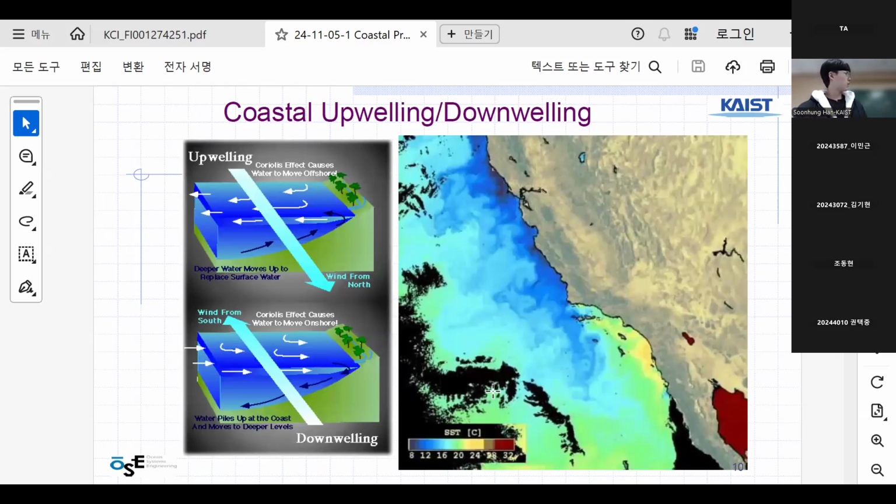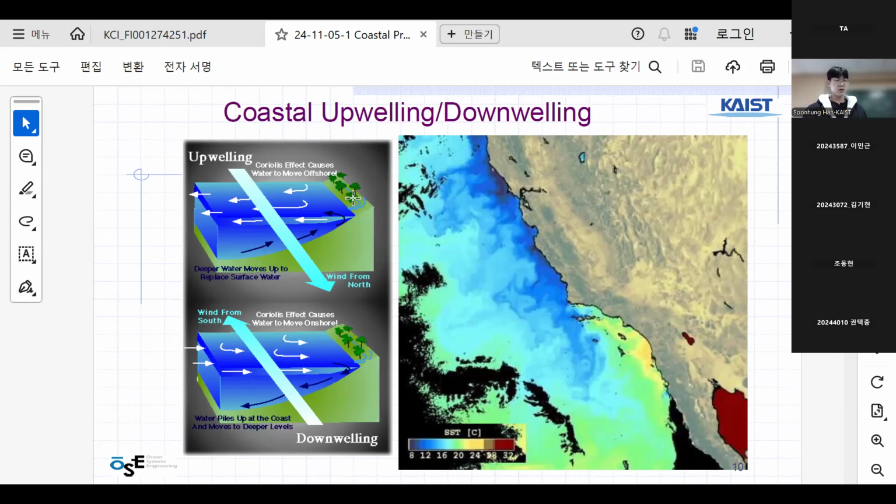And this is coastal upwelling and downwelling. Upwelling is the phenomenon that occurs when north winds blow near the coast, so the surface water goes from near the coast out to the open sea. So they make some empty space around the coast, and deeper water moves up to replace the surface water.